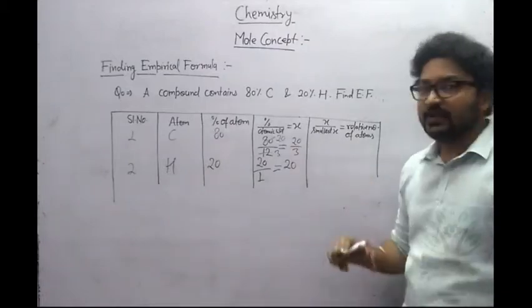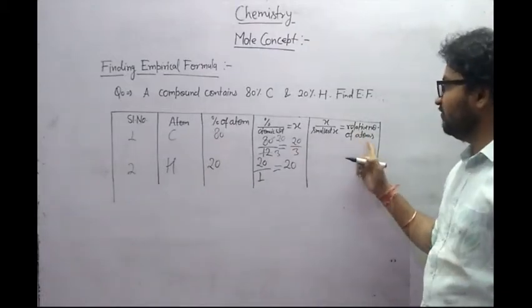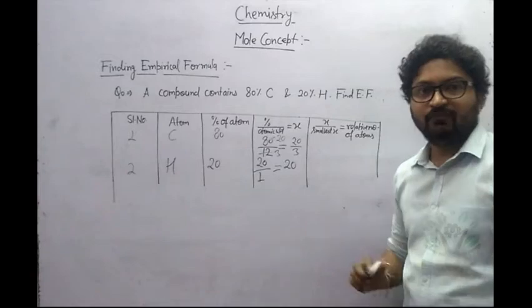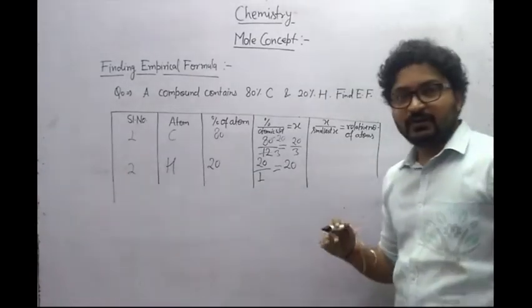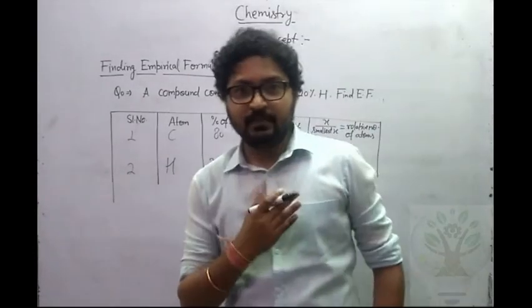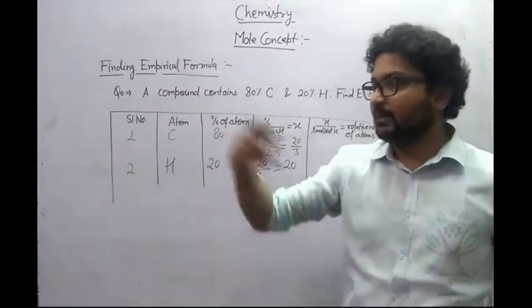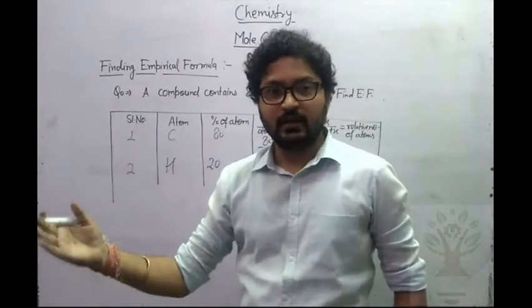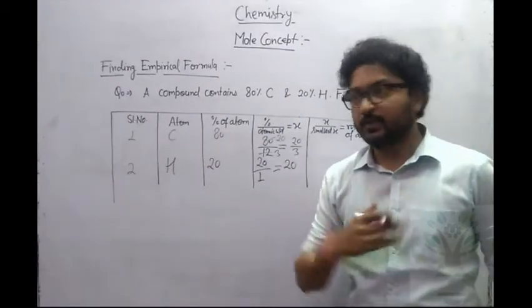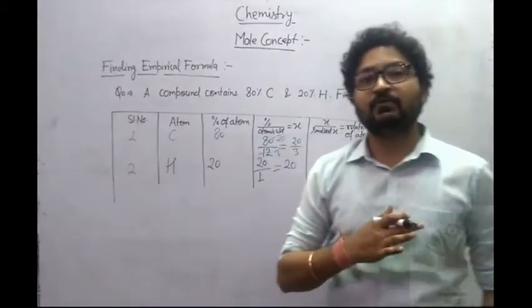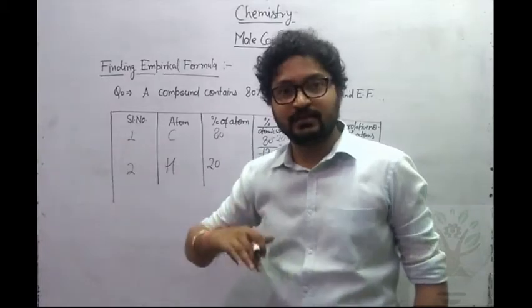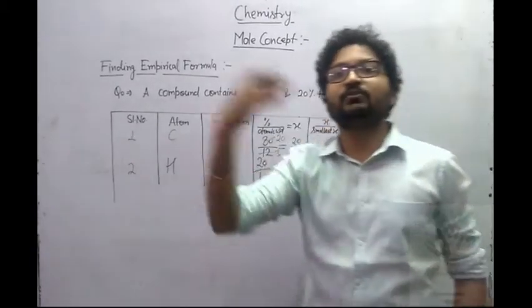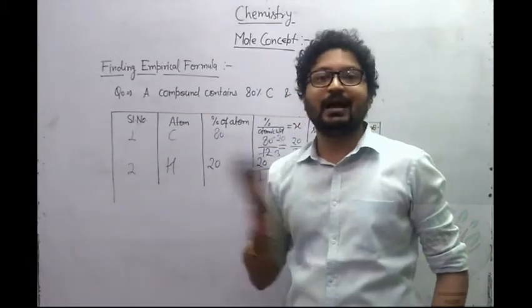In the next column, we have to find the relative number of atoms. Relative number of atoms means, let's say if I am having 1 rupee, so that person is having 3 rupees. So our relative number is 1:3. If I have 2 rupees, so that person will have 6 rupees. If I have 3 rupees, that person will have 9 rupees, like that.